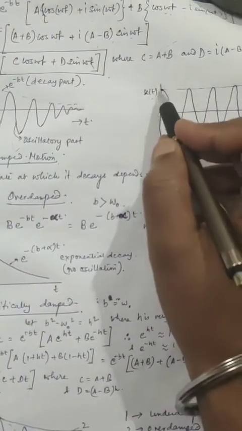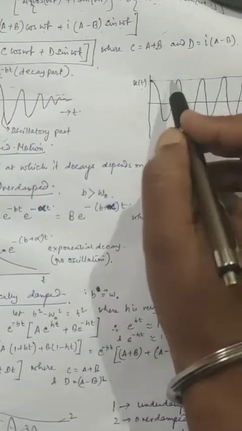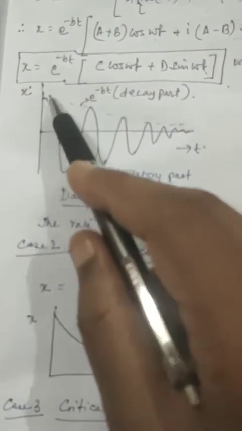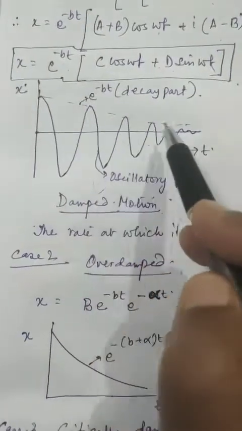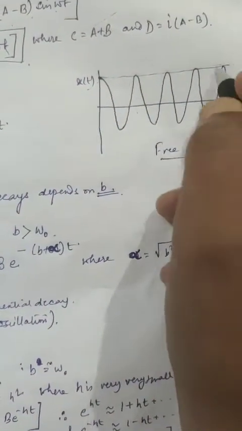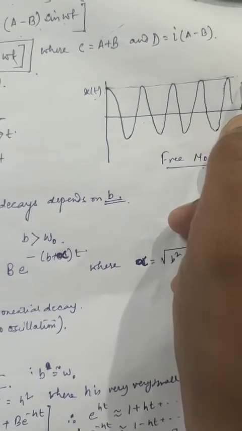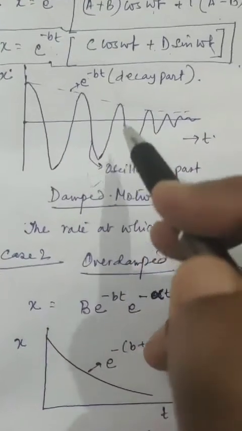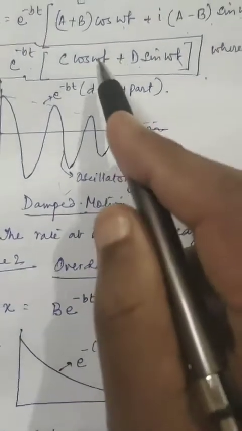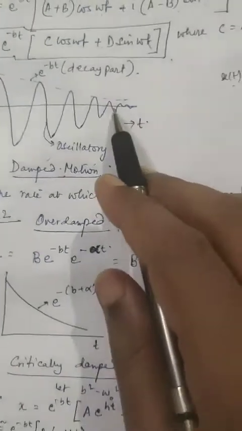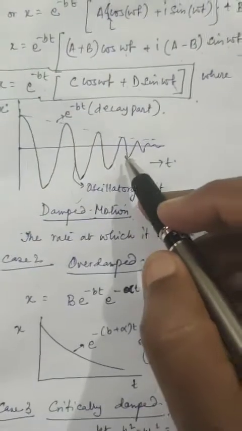One thing is that the amplitude remains the same for free oscillation. In damped oscillation, the amplitude will exponentially decrease. And the free oscillation was happening at a frequency of omega naught, whereas the underdamped oscillation is taking place at a frequency omega, which is different from omega naught. So these are the basic differences. So this was underdamped motion.